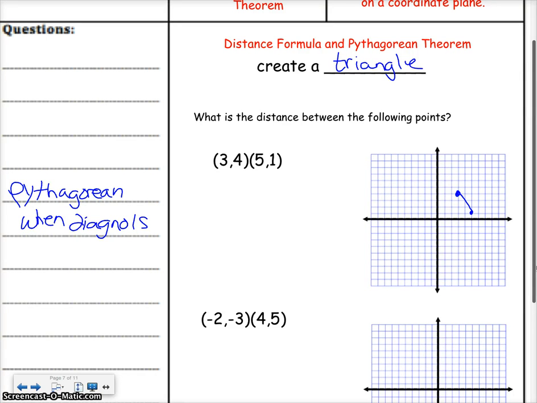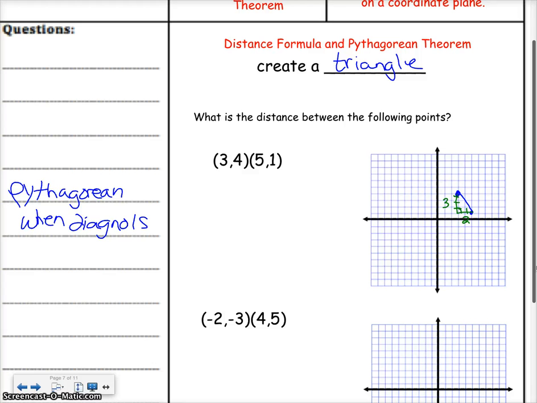So I'm going to create a triangle, and it doesn't matter if you go down and over or over and down. As long as you make a right triangle, you're going to get the right answer. I'm going to choose to go down and over, and I see my right triangle. So now I have one side is 3, counting how many unit squares there are. My bottom is 1, 2, and now I can use Pythagorean's theorem to find the distance, the length of this diagonal.